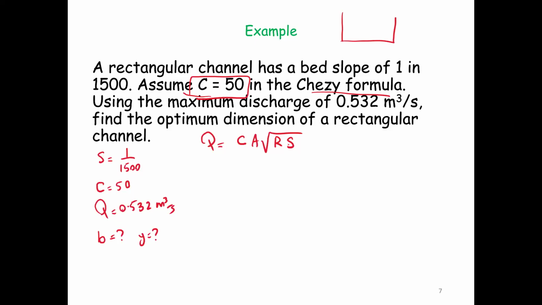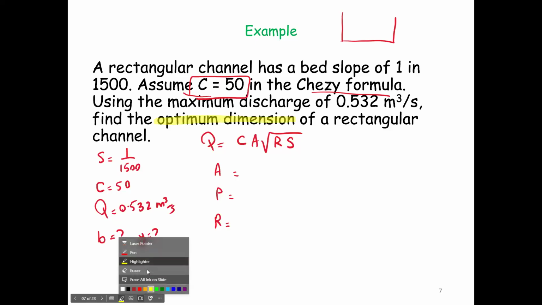I need to write Q. I have it already. C, I have it. S, I have it. I don't have area and R. But if I start finding area and P and R, I will have a problem. Why? Because I don't have Y. I don't have B, which means that I cannot calculate that. But there is a hint here. What is the hint? Hint says the optimum dimension.